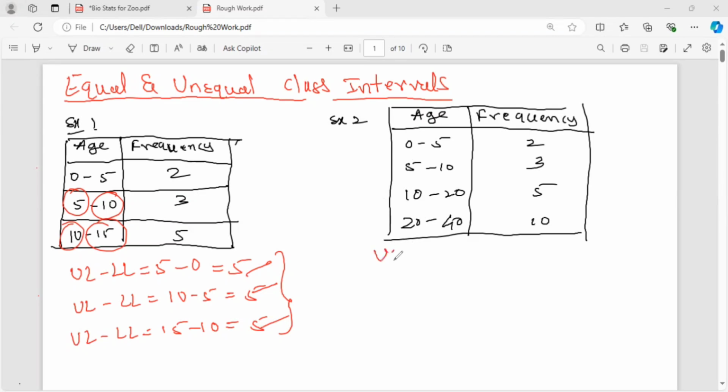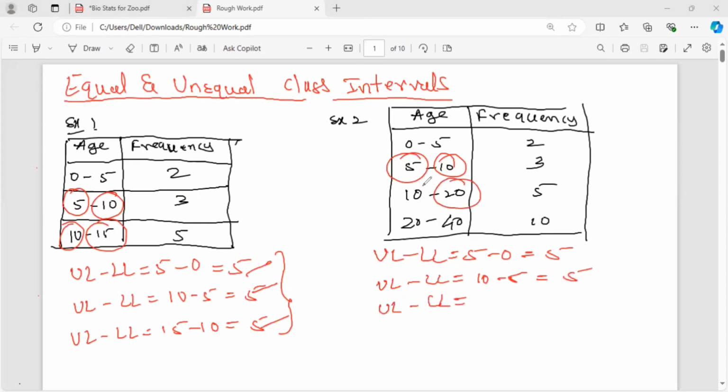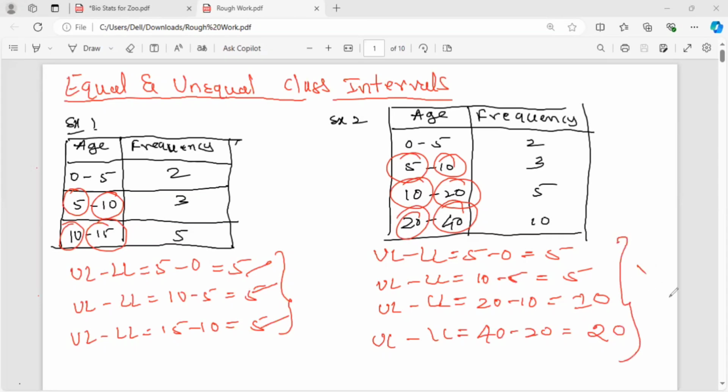Then come to here, upper limit minus lower limit: 5 minus 0, that is 5. 10 minus 5, that is also 5. Then 20 minus 10, it is 10. Then the upper limit 40 minus the lower limit 20, the answer is 20. Are all the same? No, only the first two are the same, but the third one differs and the fourth one also differs.